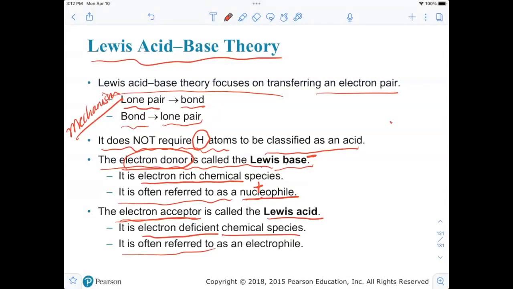And then it is referred to as an electrophile. Once again, it's the lover of, seeker of, it prefers that which is rich with electrons. It loves that which it does not have. Okay? So, electron poor, electron rich.